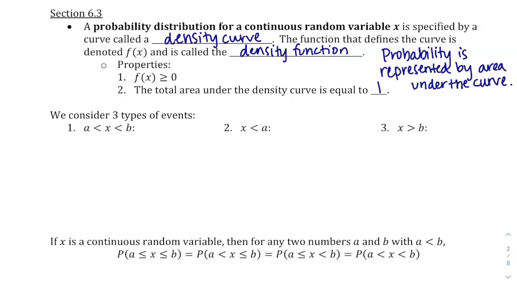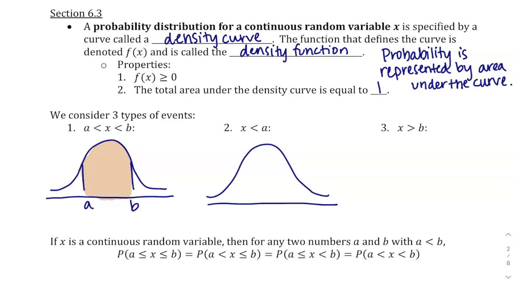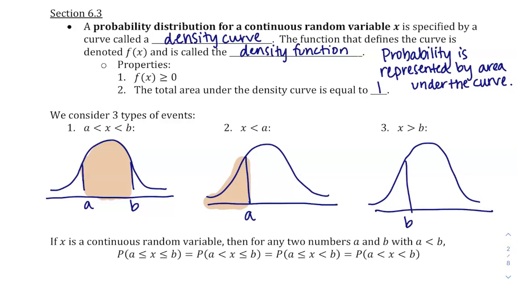We're going to be looking at 3 different types of events. We're going to be looking at a between event. And so that's where we're looking for the probability that the outcome is between 2 values, A and B. Or maybe we're going to be looking for the probability that x is less than some value A. And so we'd be looking at the area below A. Or maybe we're looking for the probability that x is larger than some value B. And so here we would be looking for the area to the right.